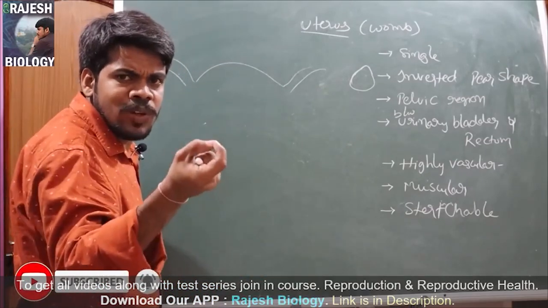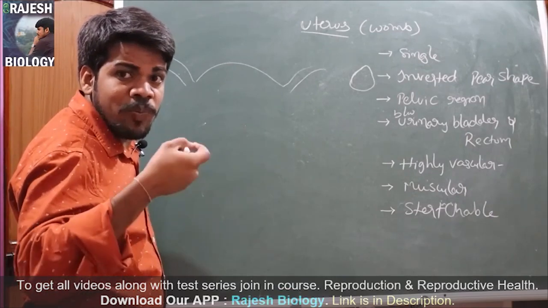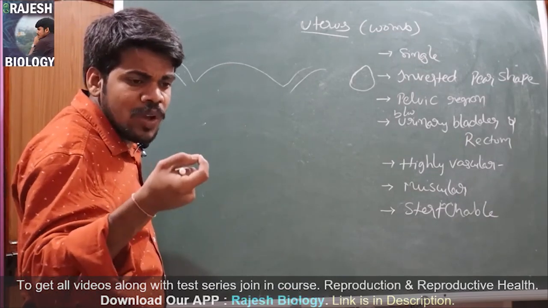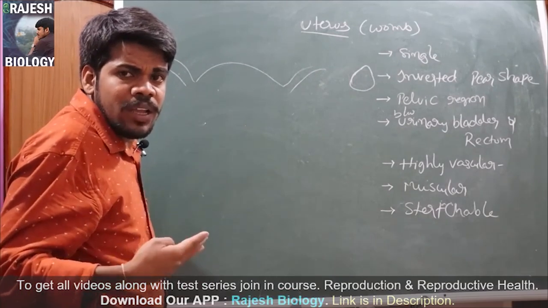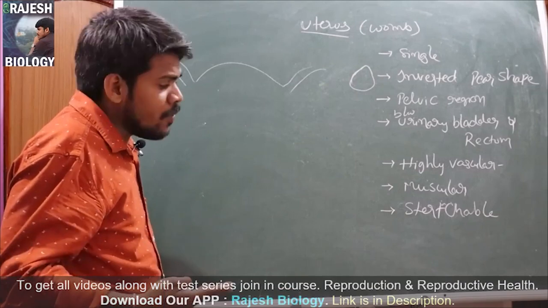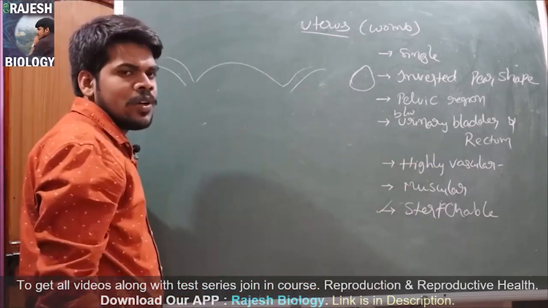That's why a simple zygote gets implanted in the form of a blastocyst, which is also microscopic, and later it develops into a completely developed fetus. So it is stretchable. These are the characters of the uterus.